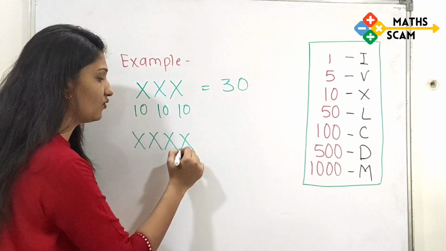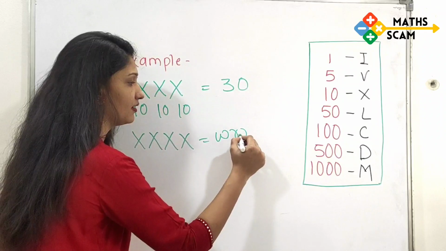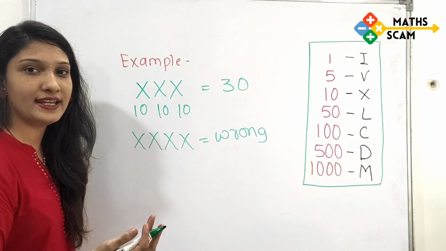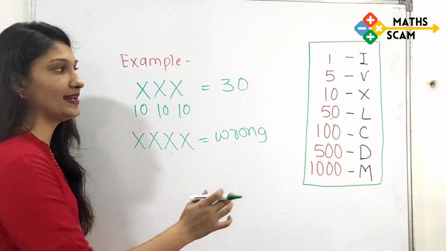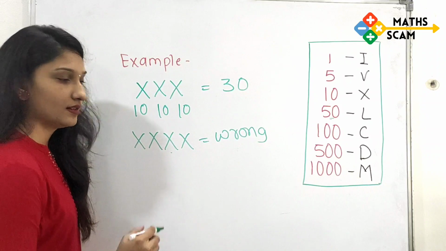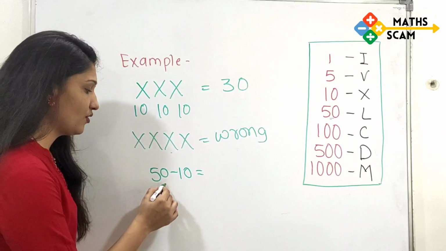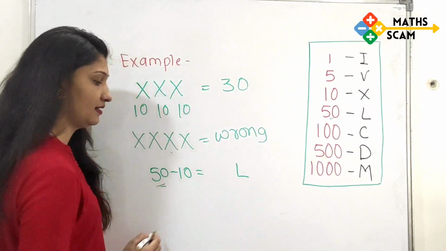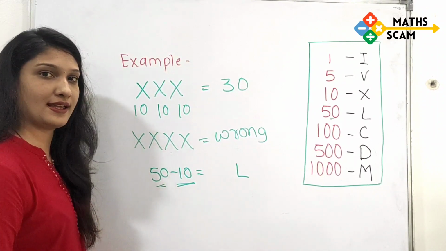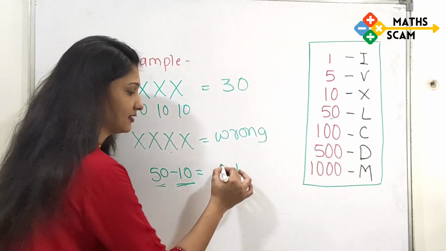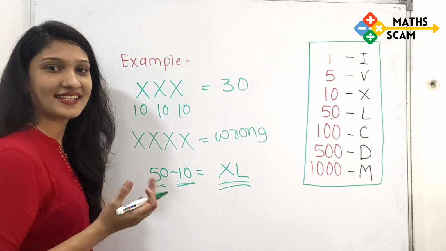So if we want to write 40, can we write 40 like this? No, it's wrong. So how can we write 40? 40 is near to 50. So if we subtract 10 from 50, 50 minus 10. In the last rule we have seen this. 50 is L. We have to subtract 10. So 10 will precede L. So 10 is X. You got it? Good. Next.